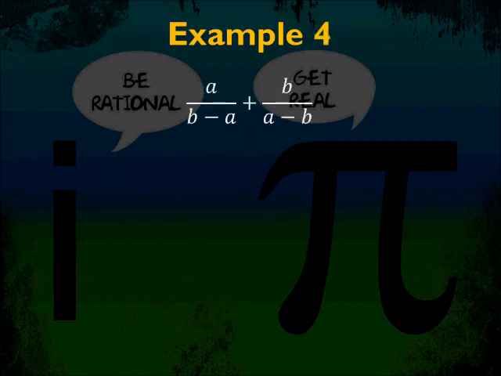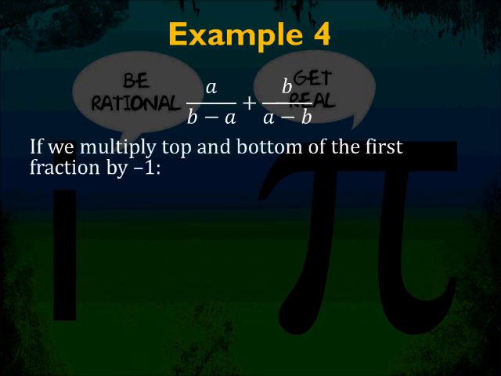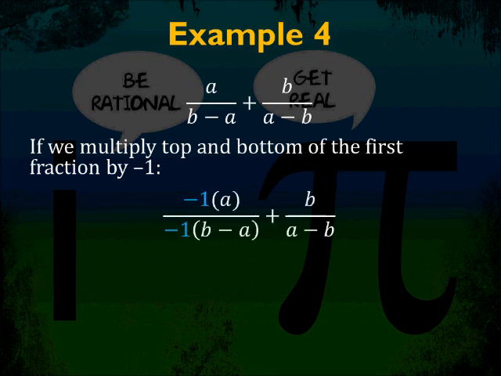Example 4, a over b minus a plus b over a minus b. You don't always have to do a lot to find the least common multiple. What can you do to the b minus a fraction to make it a denominator of a minus b? All you have to do is multiply the top and bottom by negative 1. So if you do that, you get negative 1 times a over negative 1 times b minus a plus b over a minus b.